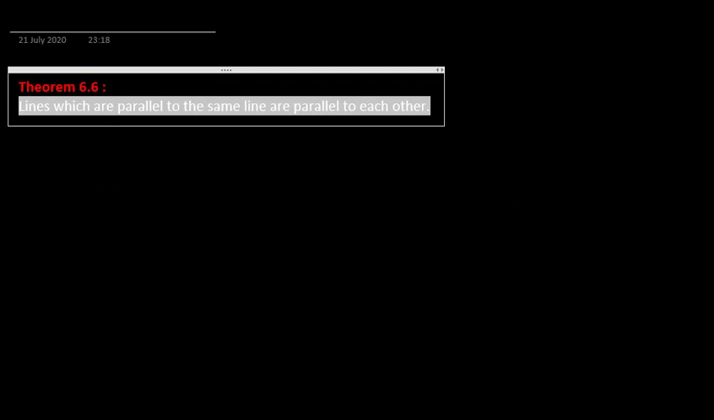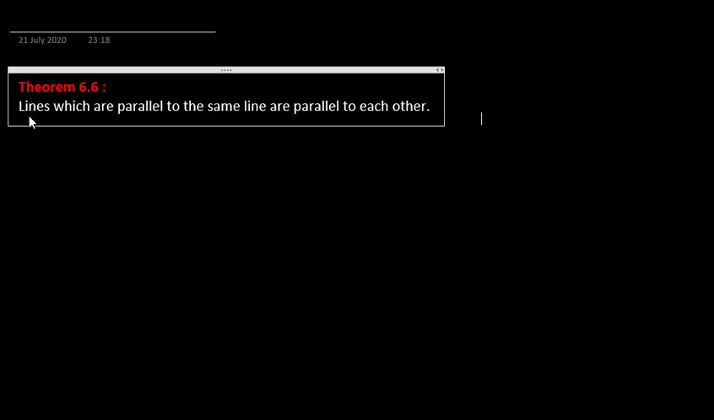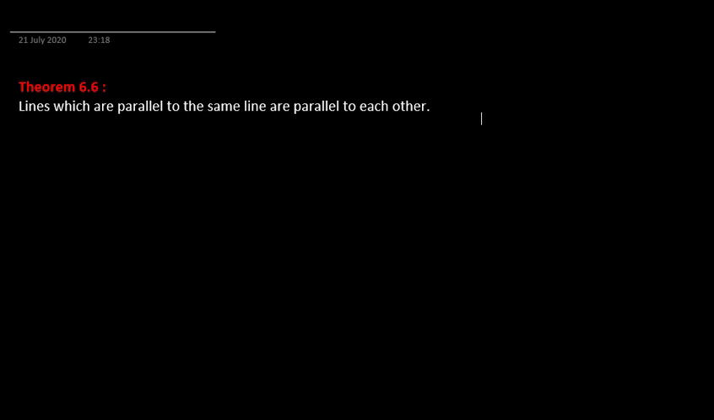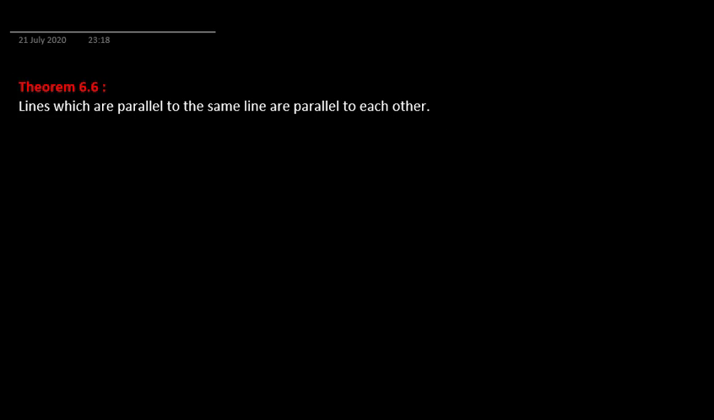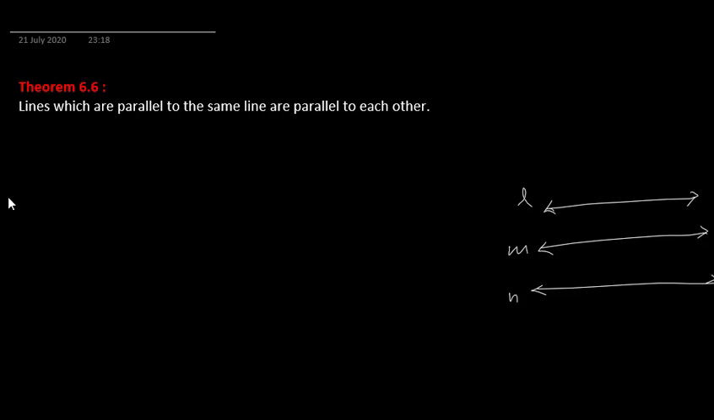Now let us see the next theorem. Theorem 6.6. The lines which are parallel to the same line are parallel to each other. Lines which are parallel to the same line, that means suppose I have a line L, and I have two lines, line M and N, and these two lines are parallel to line L.